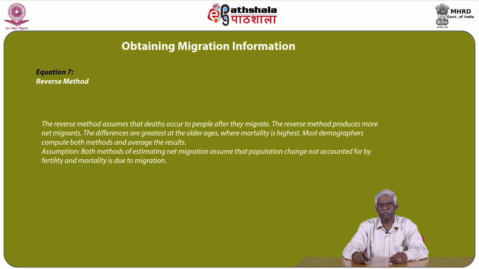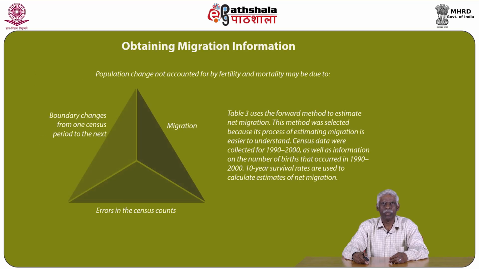The reverse method produces more net migrants. The differences are greatest at the older ages where mortality is highest. Most demographers compute both methods and average the results. The assumption is that both methods of estimating net migration assume that population change not accounted for by fertility and mortality is due to migration. Population change not accounted for by fertility and mortality may be due to migration.